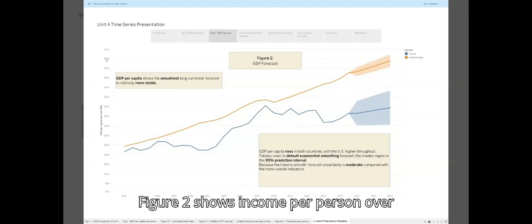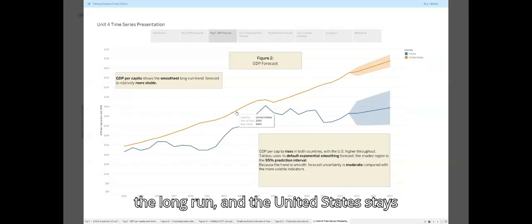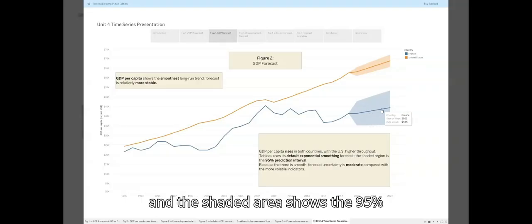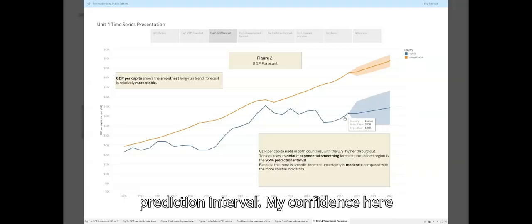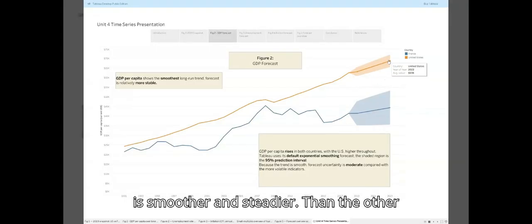Figure 2 shows income per person over time. Both countries trend upward over the long run, and the United States stays higher across the full window. On the right, Tableau's default forecast begins, and the shaded area shows the 95% prediction interval. My confidence here is relatively higher because this trend is smoother and steadier than the other indicators.